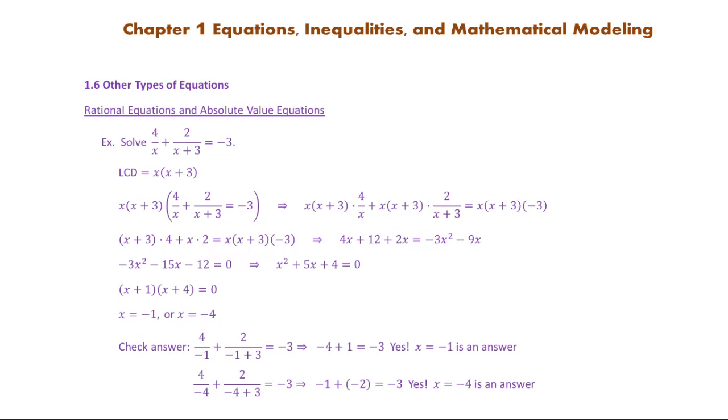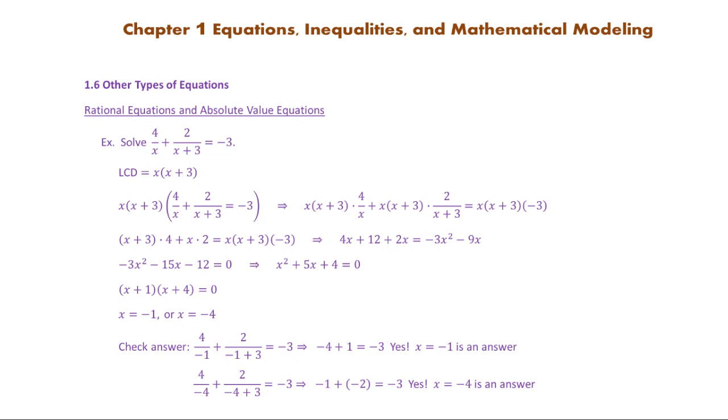So 4x and 2x, you get 6x on the left, but when you move to the right side, it becomes negative 6x. And then you can combine negative 9x with negative 6x, you get negative 15x. And then 12, move to the right, becomes negative 12. So you get negative 3x squared minus 15x minus 12 equals 0.